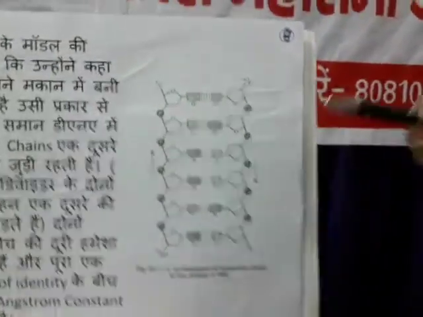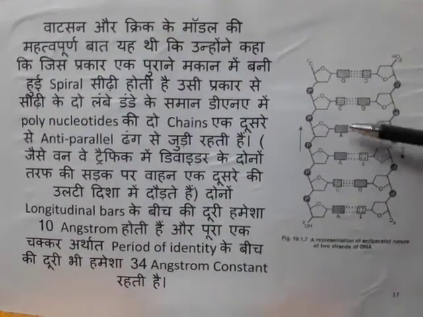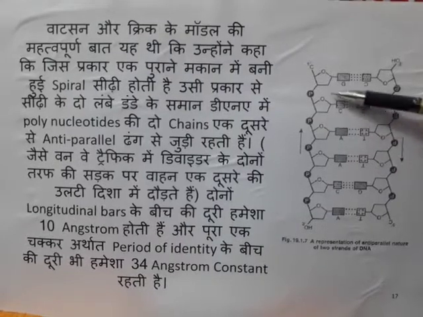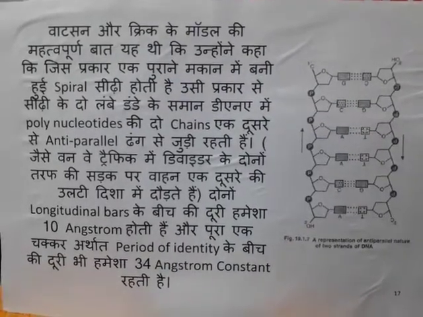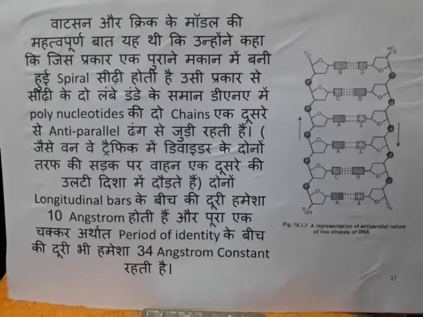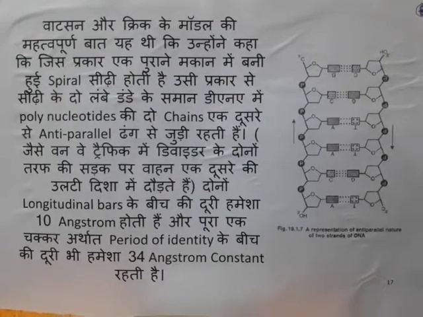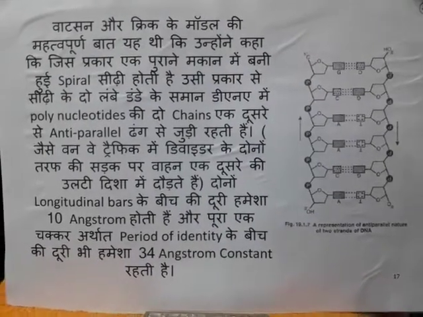Watson and Crick said that the two helices are ladder-like and anti-parallel, in which the longitudinal ladders have sugar, phosphate, sugar, phosphate. On this side also we have sugar, phosphate, sugar, phosphate, but the two strands are anti-parallel to each other. And how are these nitrogenous bases attached with each other?